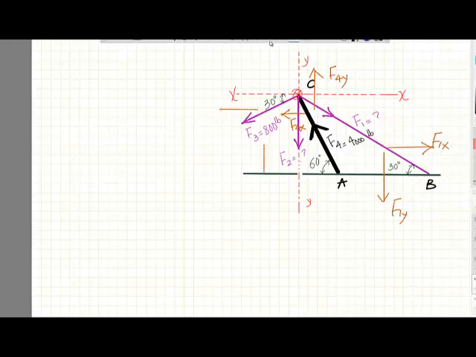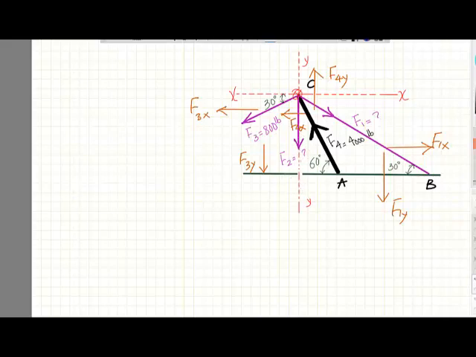And same thing goes for F3. This is the x component, it's called F3x, and this is F3y. Of course, F2 doesn't have any x component because it is vertical.